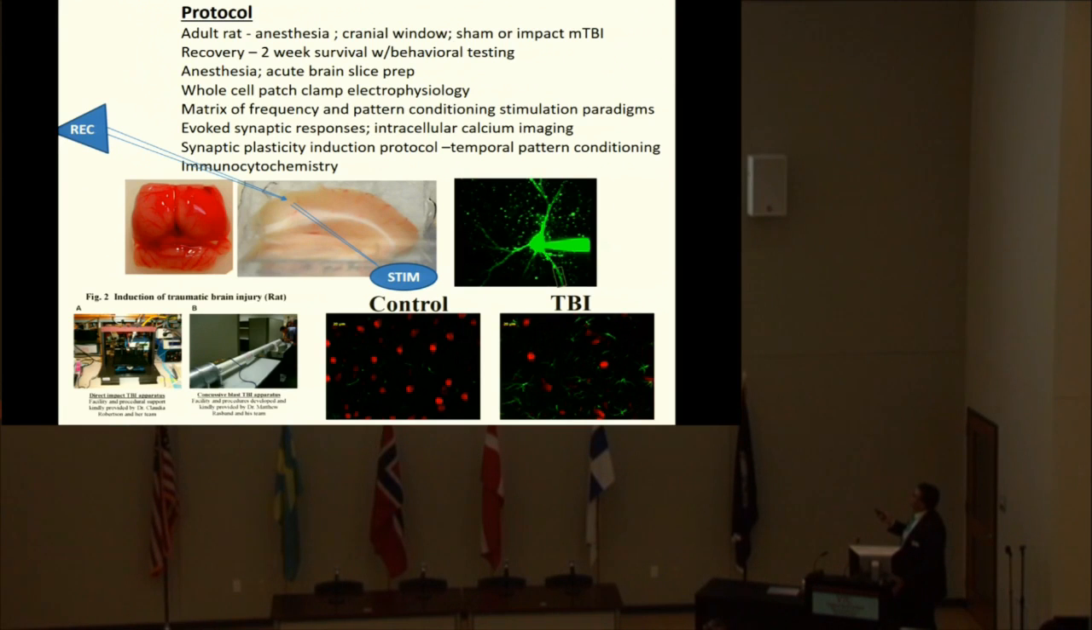So this is the paradigm. These are done in rats. The animals are anesthetized, given a cranial window, and usually get an impact injury on the brain, although we've done some blast injury as well. Two weeks later, the animal comes back, has behavioral testing, and is re-anesthetized. We make acute brain slices to do electrophysiology, patch clamp on the neurons, use various stimulation protocols, look at plasticity, and compare different parameters in normal animals and in brain-injured animals. And we've done immunocytochemical analysis to look for various markers to tell us we indeed have traumatic brain injury effects, such as the upregulation you see here of GFAP.